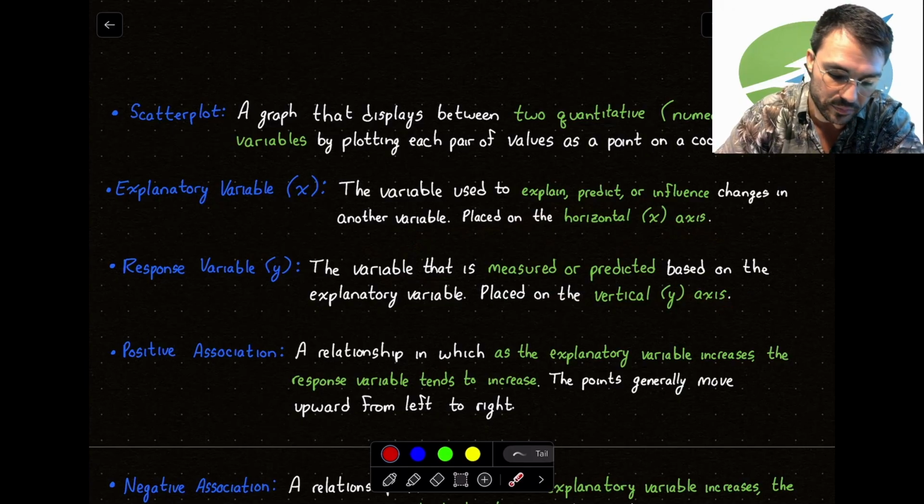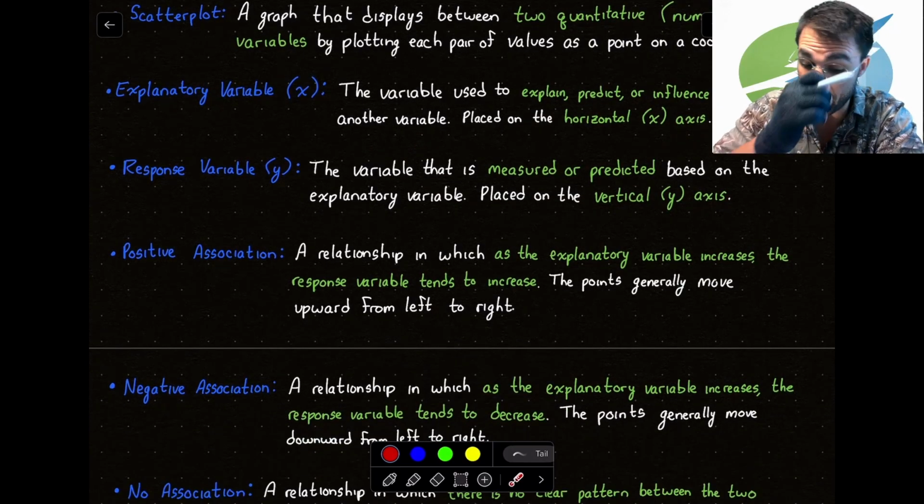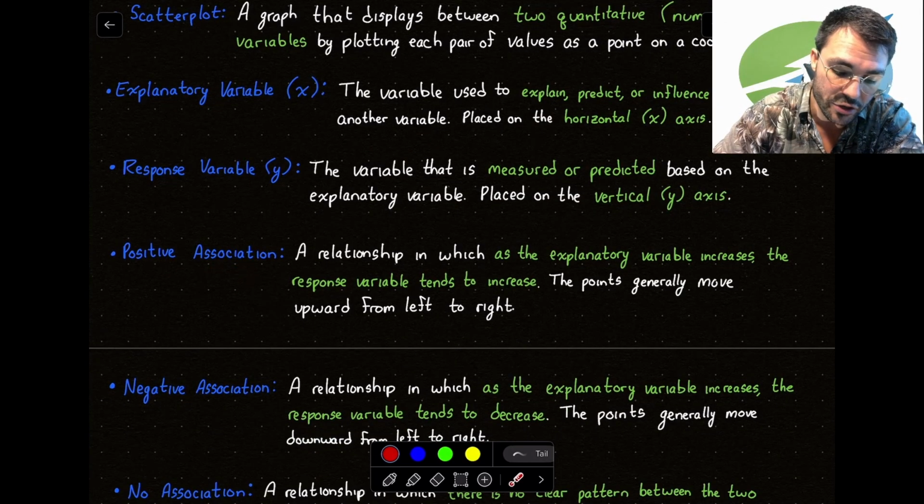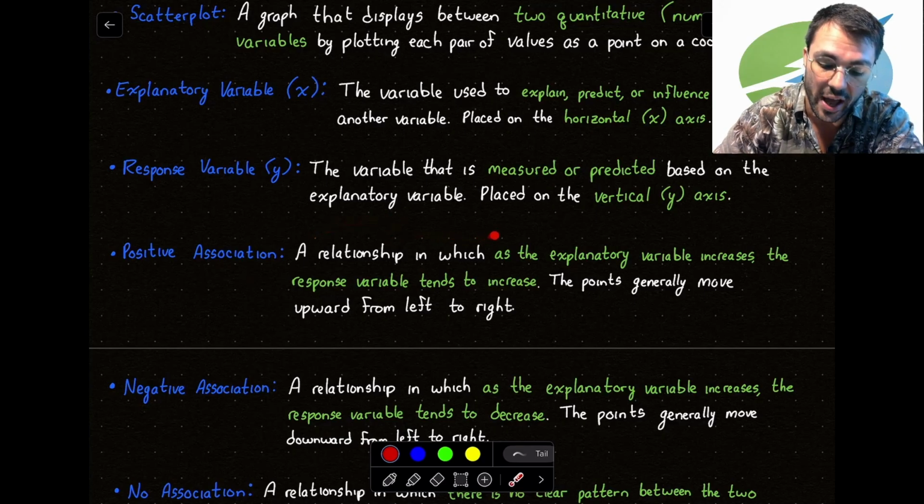placed on the vertical axis, the y-axis. We have a positive association, which is a relationship in which as the explanatory variable increases, as the x variable increases, the response variable, y variable, also increases. The points generally move upward from left to right. This will be more clear with a visual illustration.